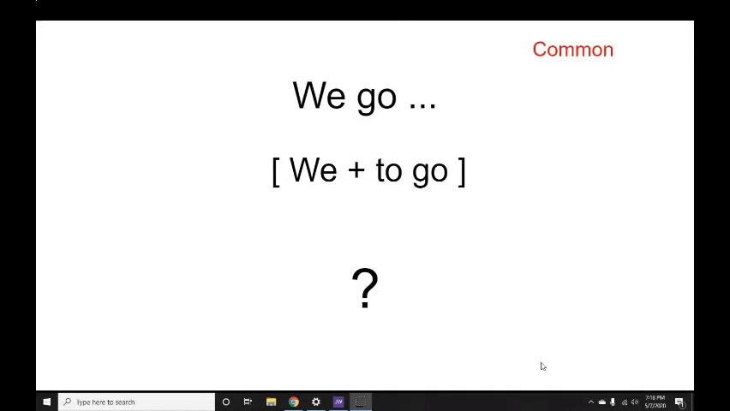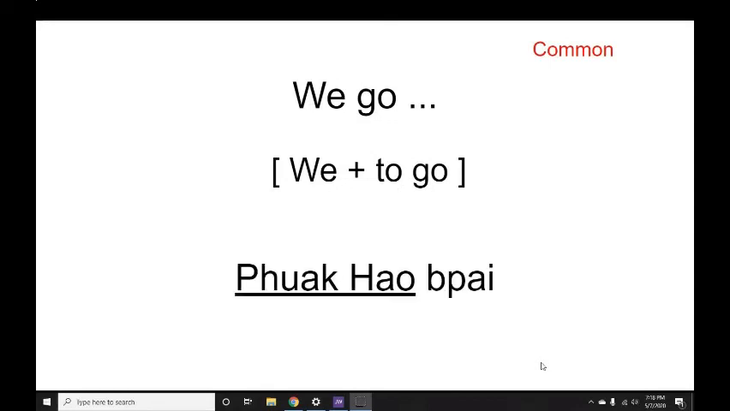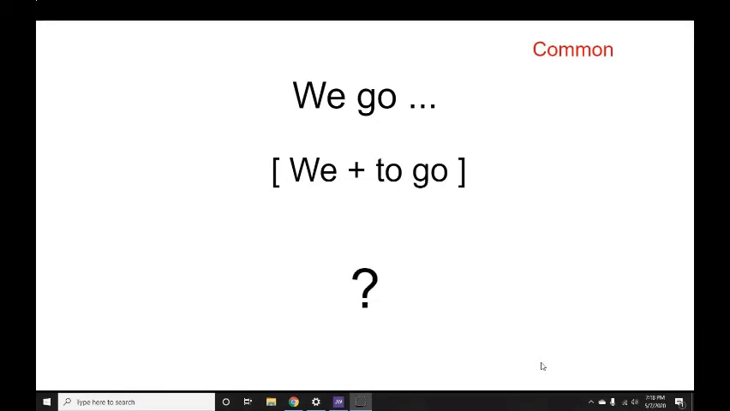How about we go, the common familiar way, using our pluralizing word puak. Okay, so we go, that was your hint, using puak. Puak hao bai, okay, that's we, puak hao, we. How about the other way of saying we go? We go without using puak. How do you say we go? Hao bai, okay, just take the puak off of puak hao, and you've got hao bai.